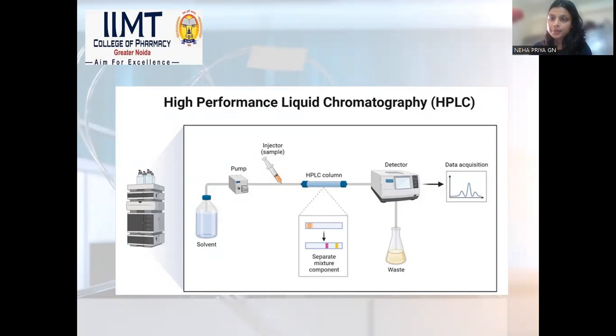When the mixture is separated, it will come towards the detector. As I have already mentioned, UV, IR, and mass detectors are used here. The detector will detect the result and give me a result on the readout unit in the form of a graph between absorbance and retention time. So this is what HPLC's instrumentation consists of.